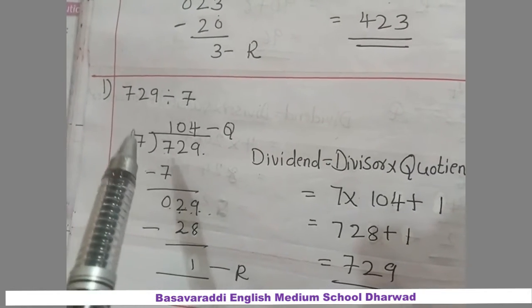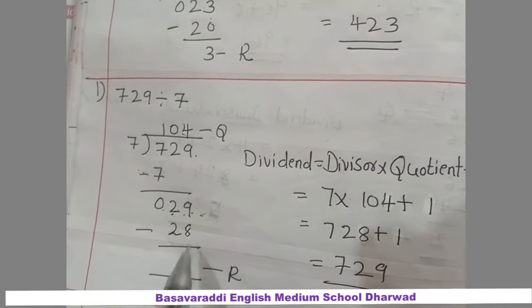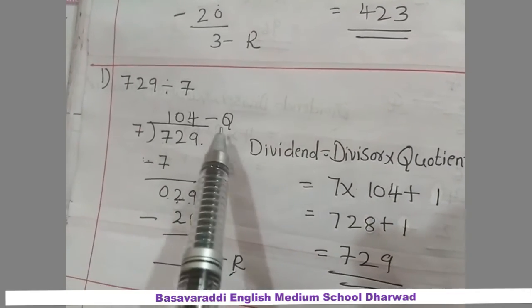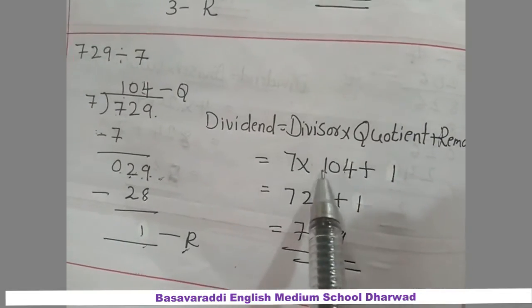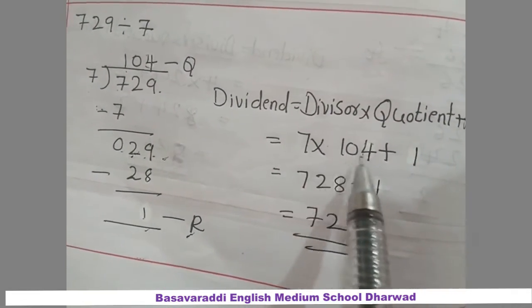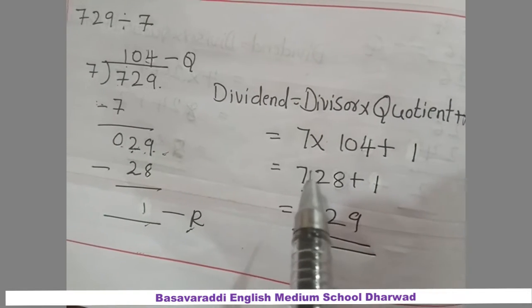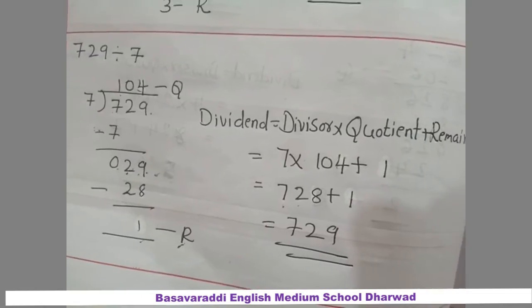29. 7 4s are 28. So 9 minus 8 means 1. 1 is the remainder. The quotient is 104. So 7 into 104 plus 1. 7 100s means what? 728 plus 1, 729. So the answer is correct.